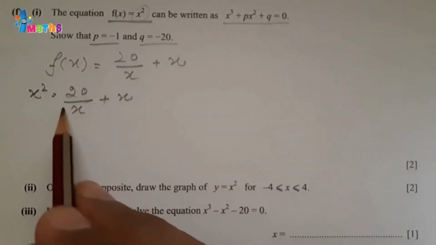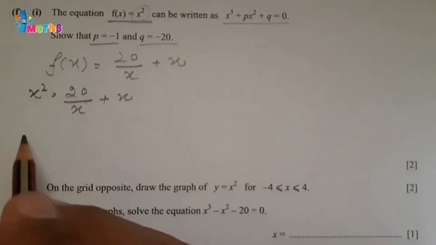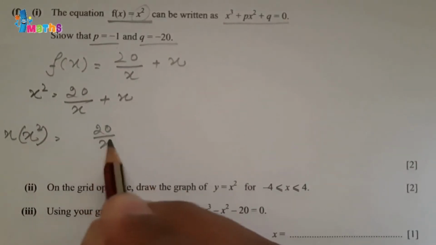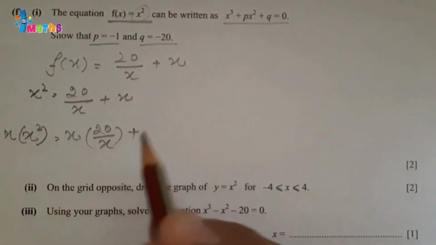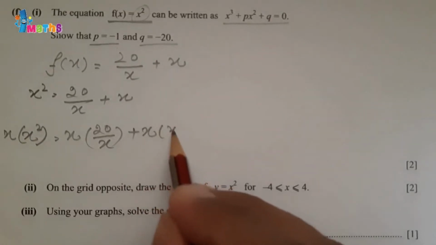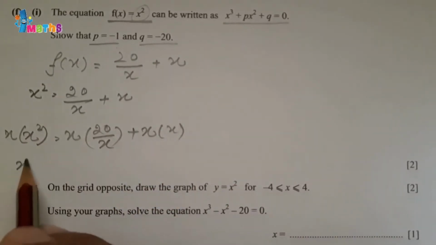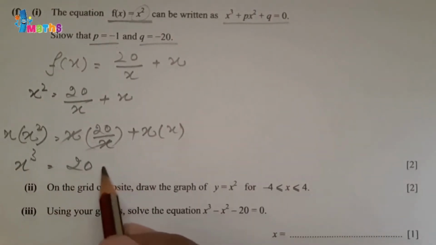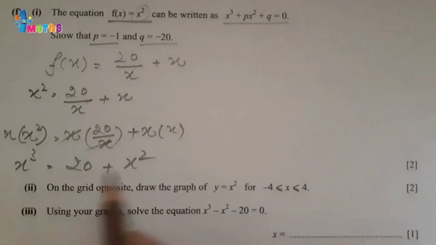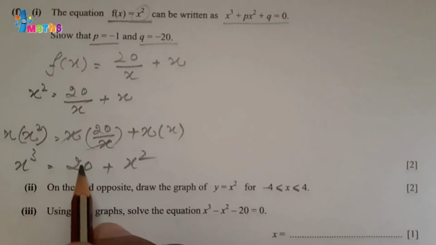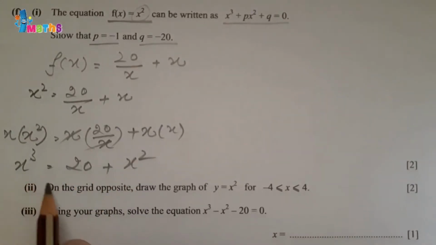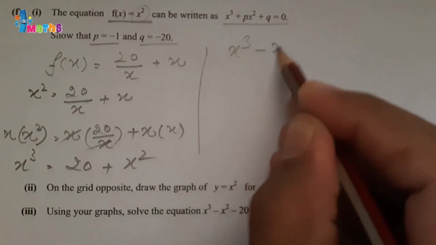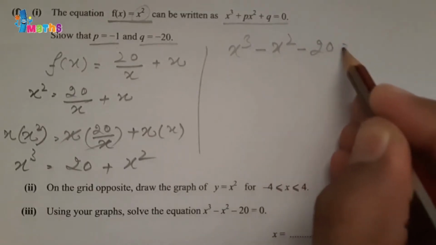Now we'll have to eliminate this denominator. We will solve this equation. We'll multiply everything by x, this side by x. 20 over x also we will multiply by x, plus this x also multiply by x. So finally we'll be getting x cube, the x will be cancelled with x, so it will be 20 plus x squared. So we can shift these two things, 20 plus x squared, to the other side of equality, and finally we will be getting x cube minus x square minus 20 is equal to 0.